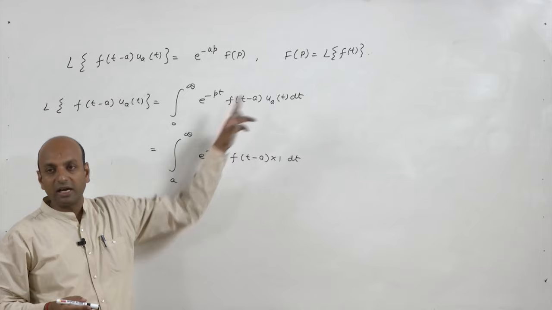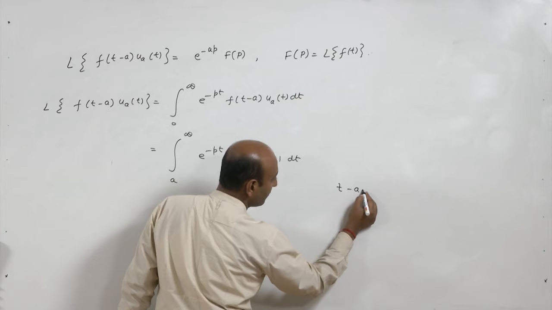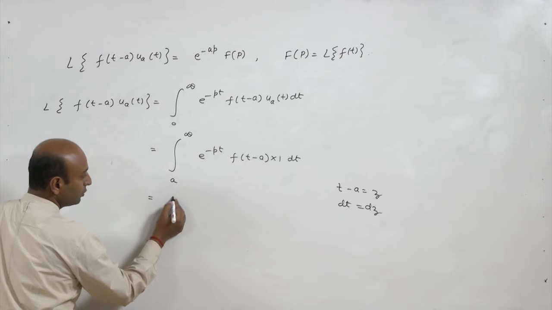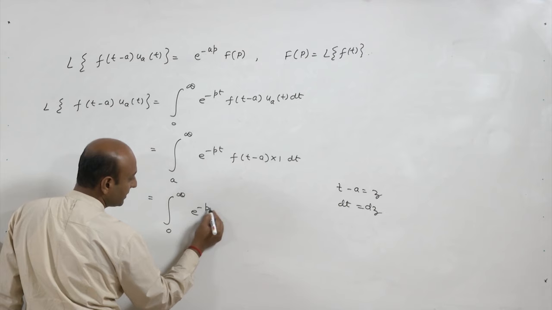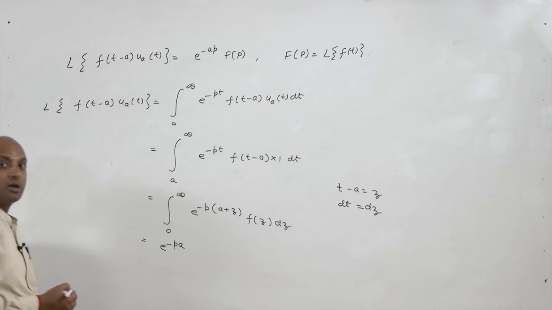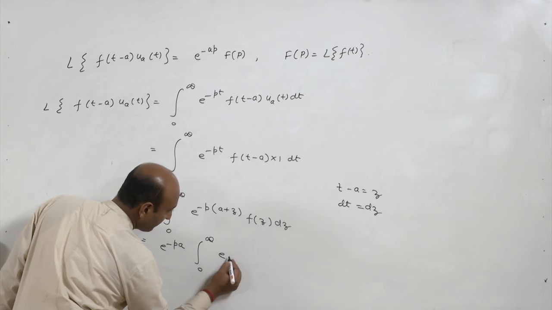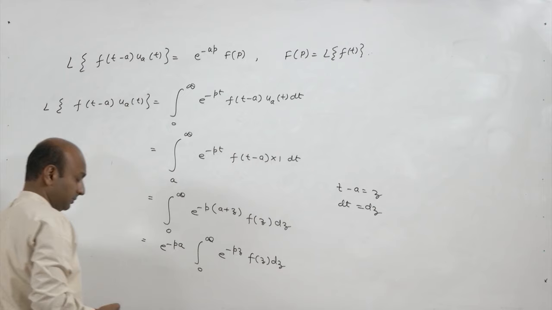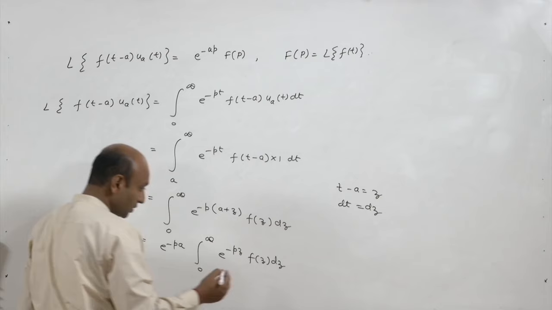Now, you take t minus a as some variable z. So, dt will be dz. When t is a, z is 0, and when t is infinity, z is infinity. So, this is the integral of e to the power minus p (a plus z) f(z) dz. And e to the power minus p a can come out because it is free from z. So, it is e to the power minus p a times the integral from 0 to infinity of e to the power minus p z f(z) dz, and this is nothing but the Laplace transform of f(t). So, we can write e to the power minus a p into F(p).